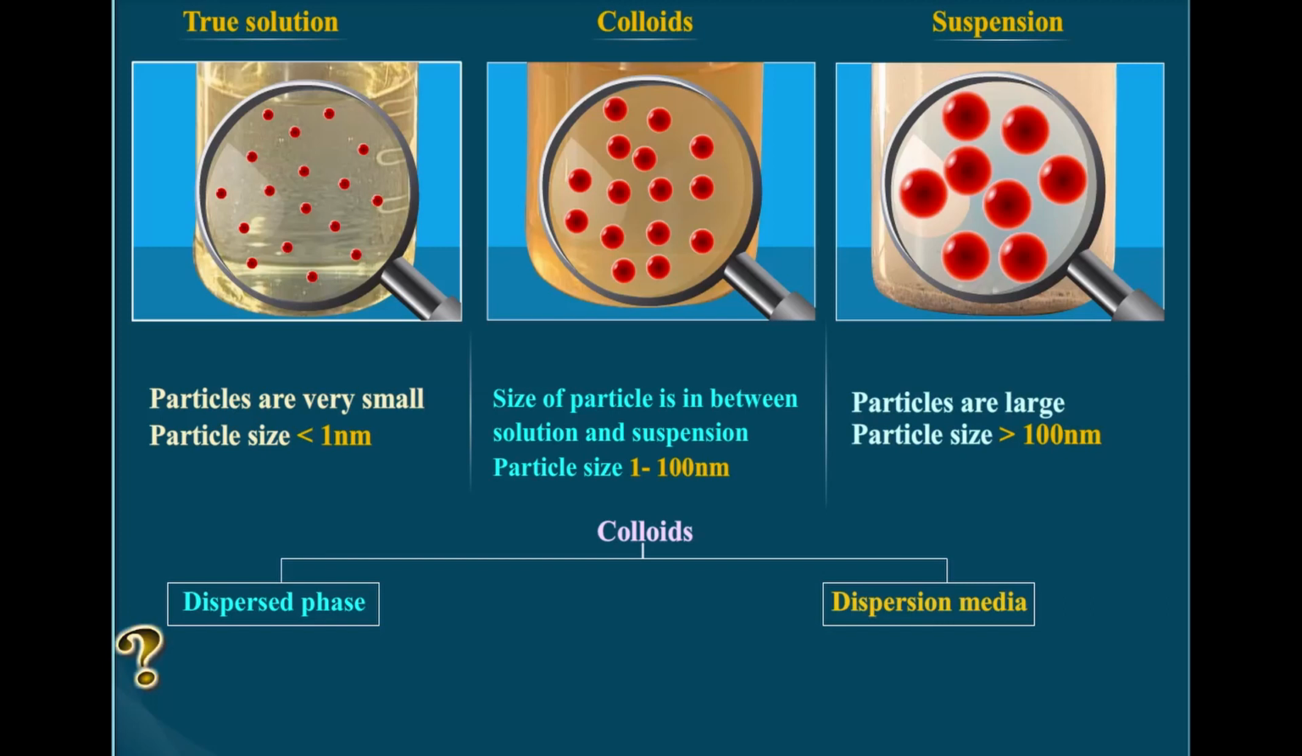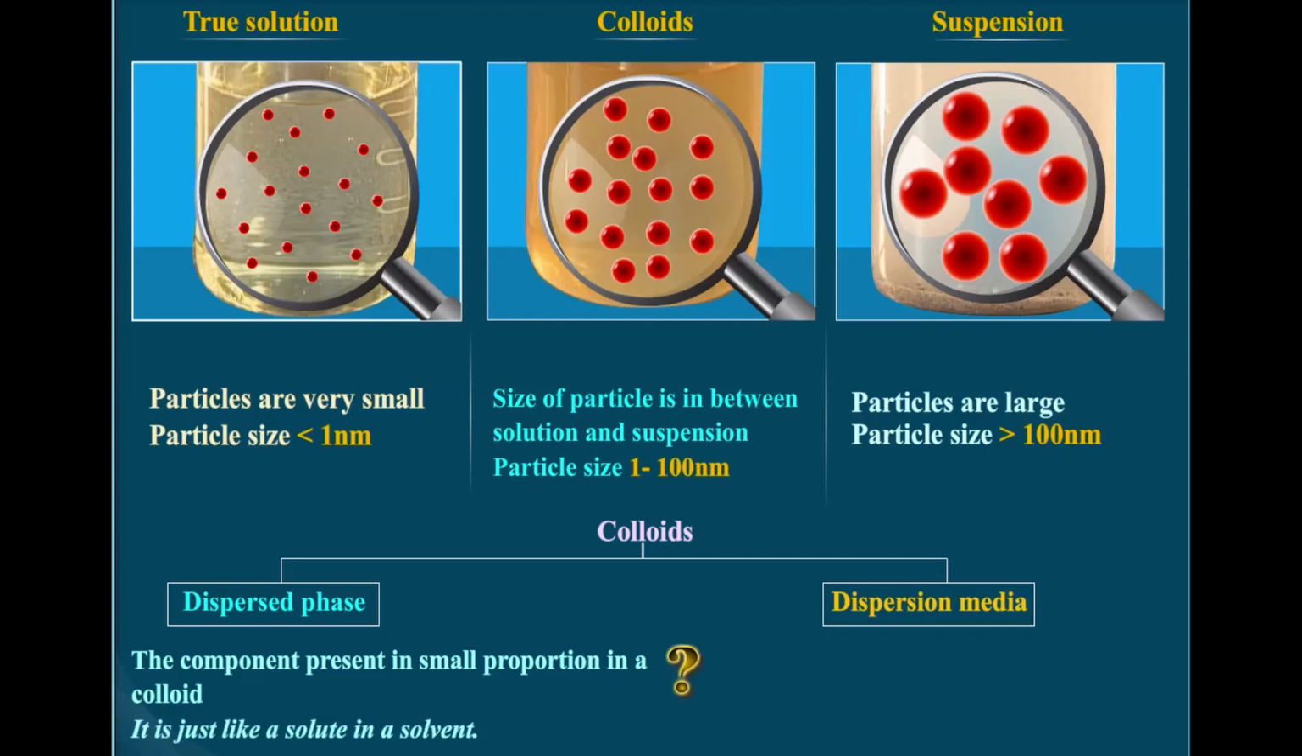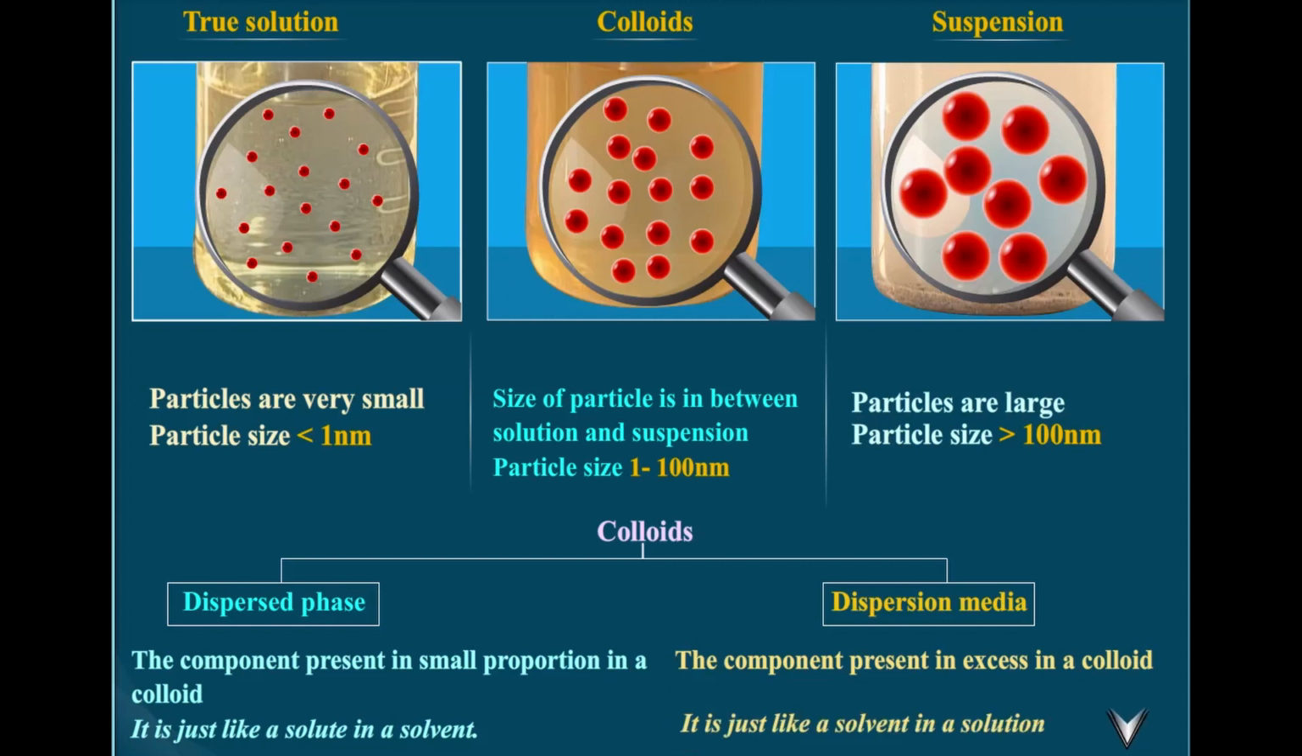So, the dispersed phase is the component present in small proportion in a colloid. It is just like a solute in a solution. While the component present in excess is called the dispersion medium. It is just like a solvent in a solution.